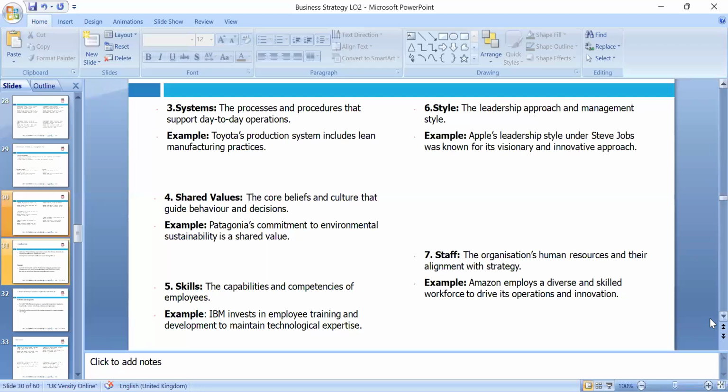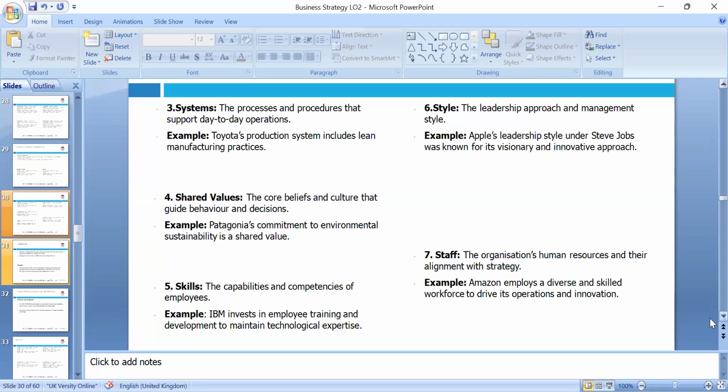IBM invested in employee training, a percentage of revenue. Style, the leadership approach, the leadership style, Steve Jobs, a visionary leader with an innovative approach. And staff, organization, human resources in alignment. Amazon employs a diverse and skilled workforce in operations and innovation. So these are the 7 S's we need to focus on.